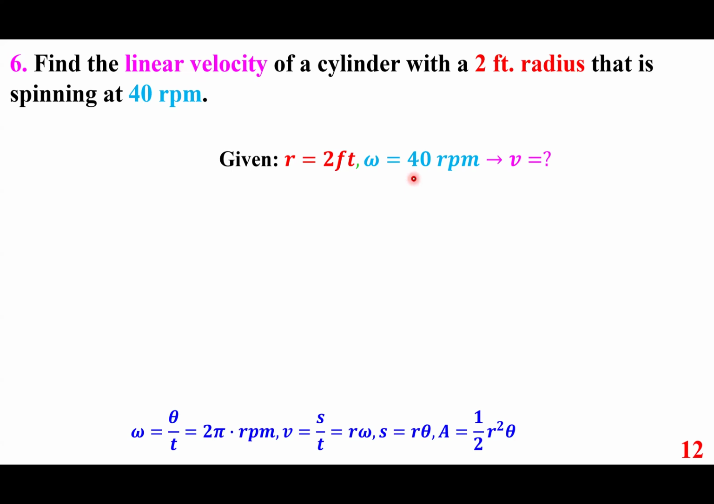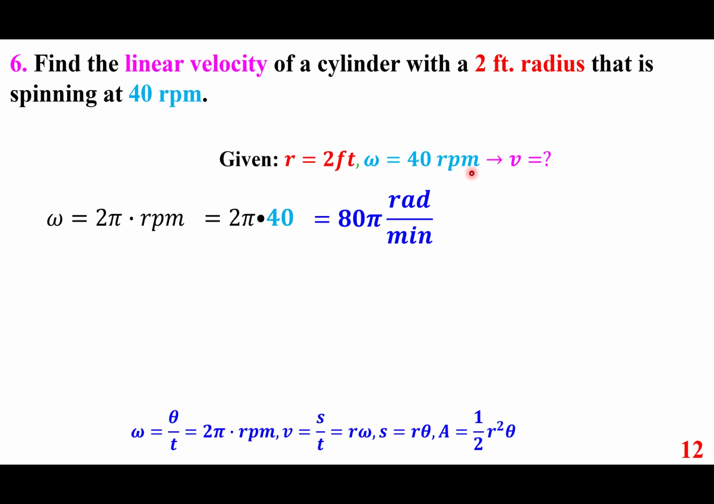Omega is 2 pi times RPM. That means 2 pi times 40, or 80 pi radians per unit of time. The unit of time is minutes, RPM. So 80 pi radians per minute.